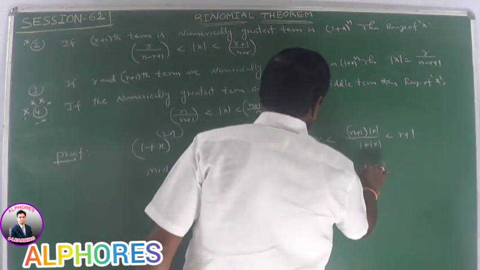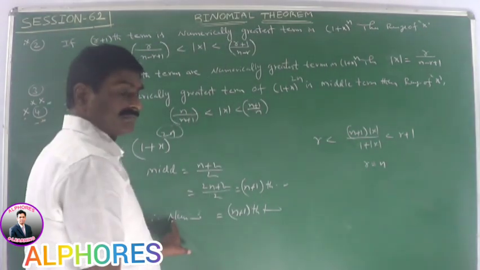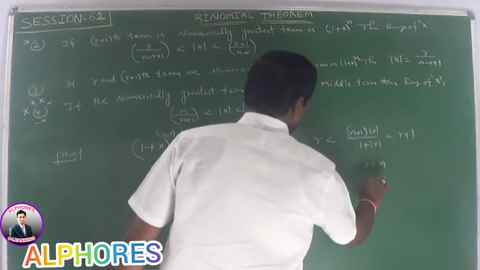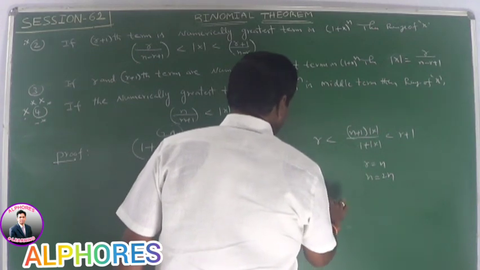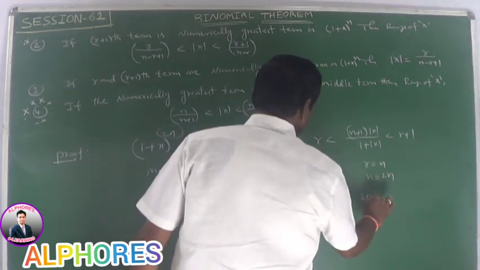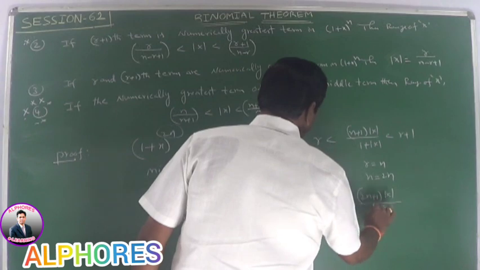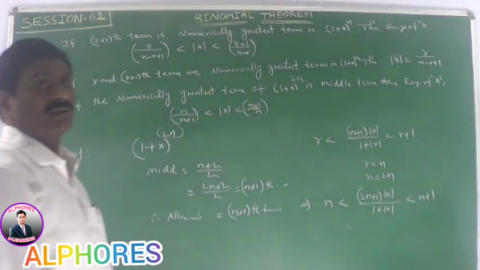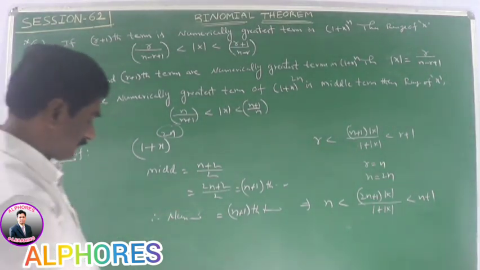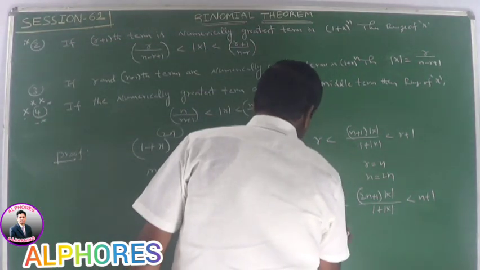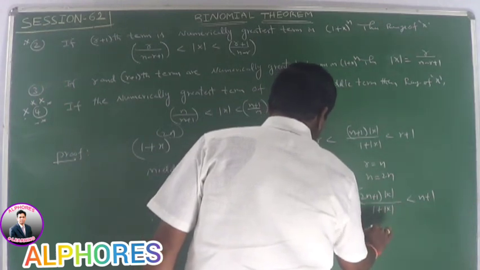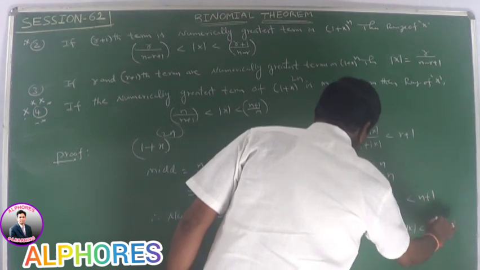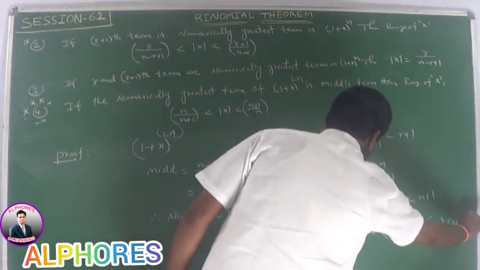Here, what is the value of r? Please observe this value. For the (n plus 1)th term, r is equal to n. What is the value of n? n is equal to n. That means n is less than (2n plus 1) into mod x by (1 plus mod x), less than n plus 1. Okay? Simplify this value by cross multiplying. We get n into (1 plus mod x) less than (2n plus 1) into mod x less than (n plus 1) into (1 plus mod x).